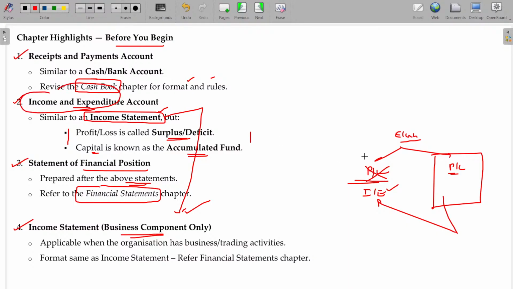That is also similar to the income statement only, but the result will be called a surplus or deficit, not profit or loss. And if this club has some business component also involved, and from this you find any profit, finally it will also be transferred to the income and expenditure account. So only business components.